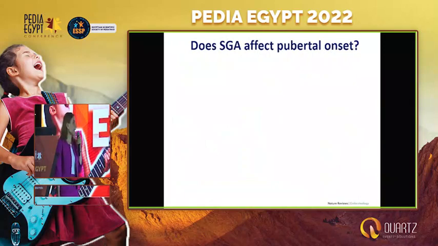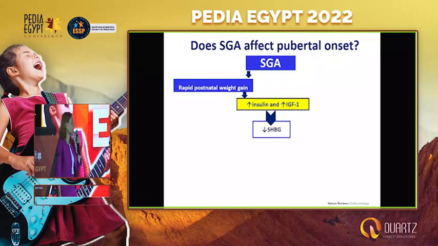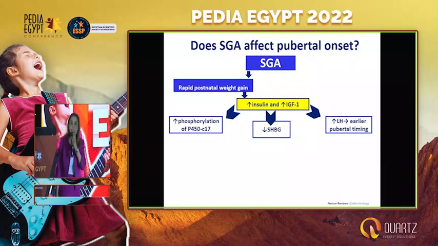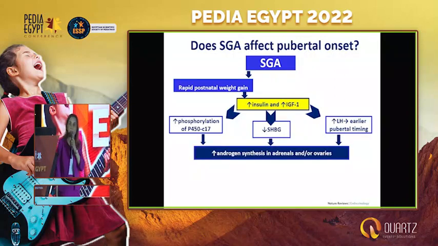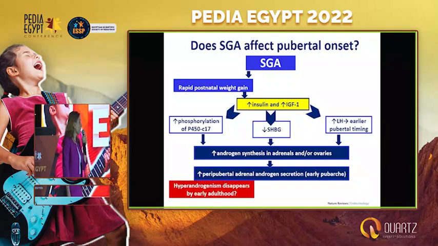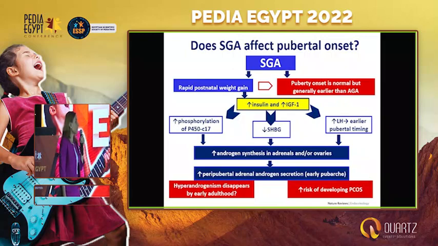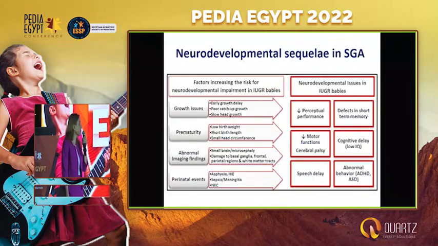Another important question, does SGA affect the pubertal onset or not? SGA indeed, in those with rapid postnatal gain, increases the insulin and IGF-1, which decreases the sex hormone binding globulin, phosphorylation of P450 C17, and increase in LH, which is earlier than those born adequate for gestational age. And this leads to excess androgen synthesis in the adrenals and the ovaries, resulting in adrenal androgen secretion, what we call early puberty. In some of them, hyperandrogenism disappears by early adulthood. In others, there is a high risk of polycystic ovary syndrome, and that's why it's very important to diagnose and spot those with SGA. Also, pubertal onset is normal but earlier than those born adequate for gestational age, leading to shorter final height.